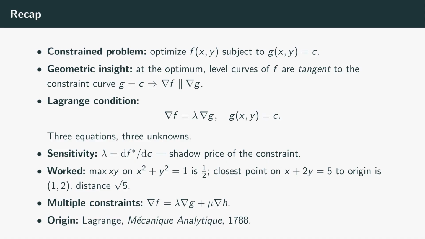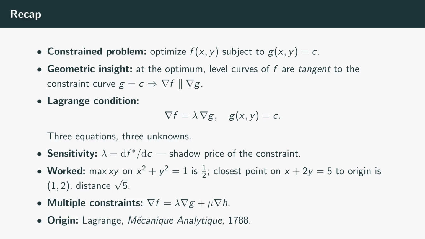Recap. The constrained optimization problem: maximize or minimize f of x, y subject to a side equation, g of x, y equals c. The geometric insight: the level curves of f are tangent to the constraint curve at the optimum, which means the gradient of f is parallel to the gradient of g. Algebraically, this becomes the Lagrange condition. The gradient of f equals lambda times the gradient of g, paired with the constraint to give 3 equations and 3 unknowns, x, y, and the Lagrange multiplier lambda.